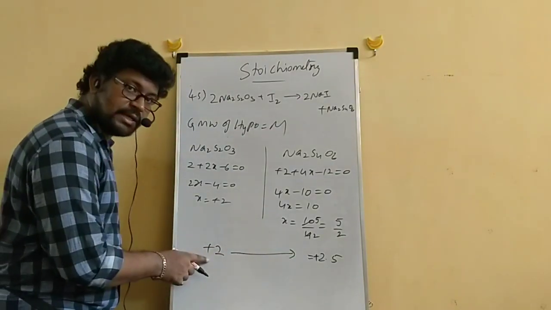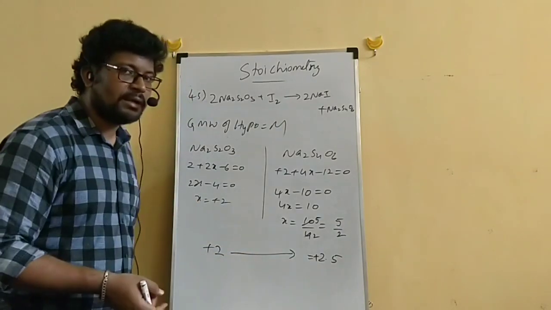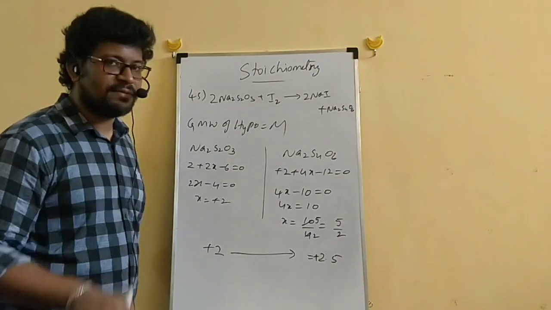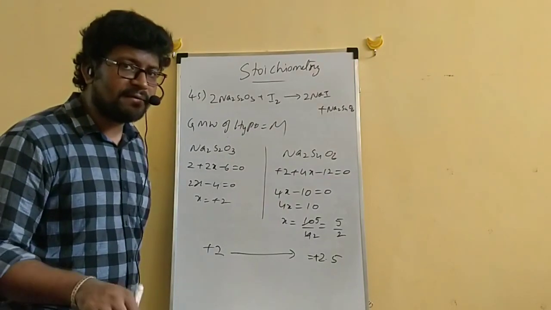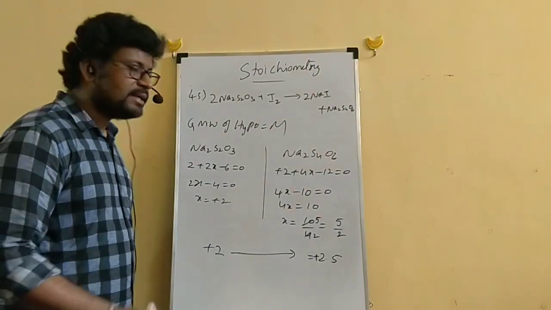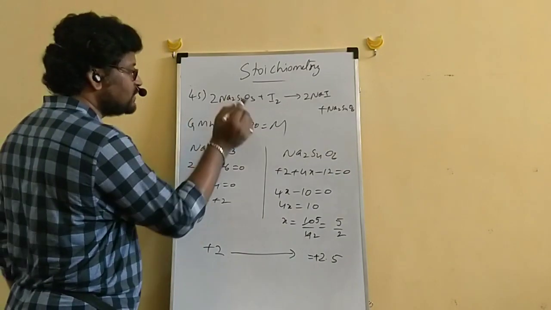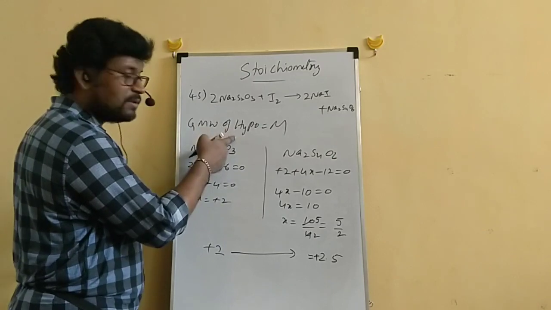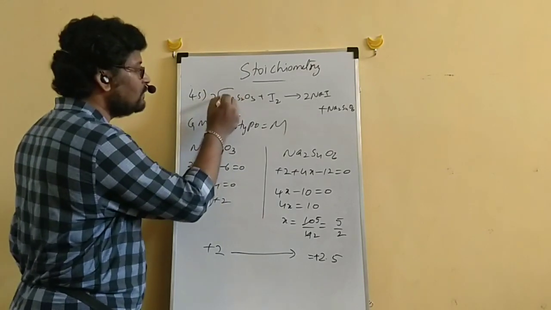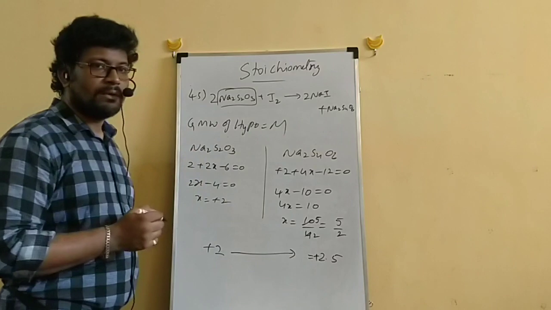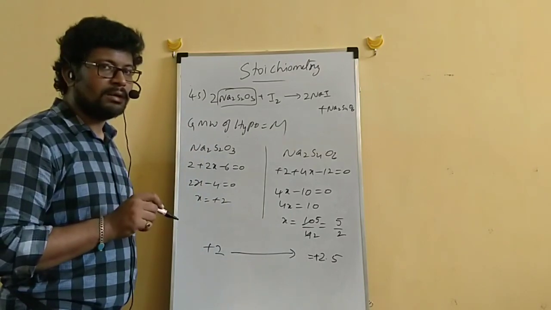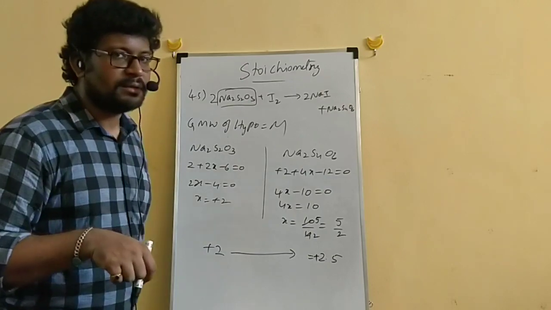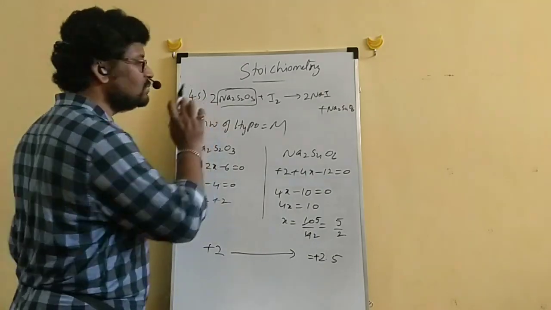Now the oxidation state is changed from plus 2 to plus 2.5. What is the increase in oxidation number? 0.5 for every sulfur. Actually we are calculating for hypo. Calculating for hypo means we have to take only 1 mole. For 1 mole, what is the gram equivalent weight we have to find? We should not consider 2 moles.